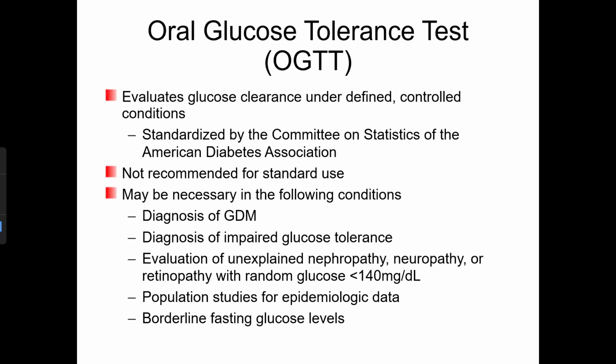Oral glucose tolerance test. It evaluates the glucose clearance under defined controlled conditions. Standardized by the Committee on Statistics of the American Diabetes Association. It's not recommended for standard use, but may be necessary in the following conditions: diagnosis of gestational diabetes, diagnosis of impaired glucose tolerance, evaluation of unexplained nephropathy, neuropathy, or retinopathy with random glucose that's less than 140 mg per deciliter, population studies, or borderline fasting glucose levels.